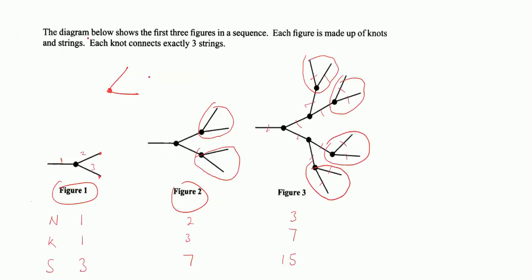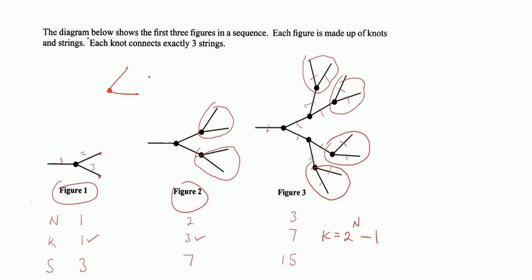Okay, so based only on the information they have given us, to find the number of knots, the formula might be 2 to the power of n minus 1 for knots. So let's test it out. If n is 1, then 2 to the power 1 minus 1 will give me k is equal to 1. If I plug 2 into this equation, I will get 2 to the power 2, which is 2 squared, which is 4. 4 minus 1, we get 3.